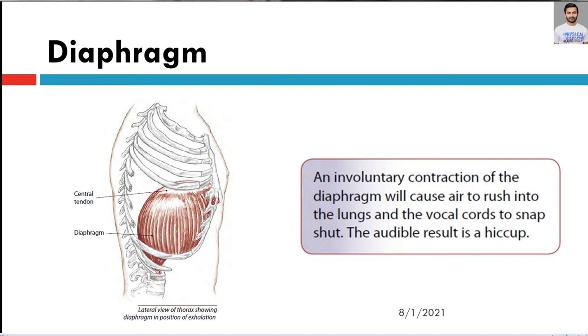There is a condition called hiccup, and this is due to an involuntary contraction of the diaphragm that causes the air to rush into the lungs and the vocal cords to snap shut. Hence it is called a hiccup. There is a particular sound with this opening and closing.